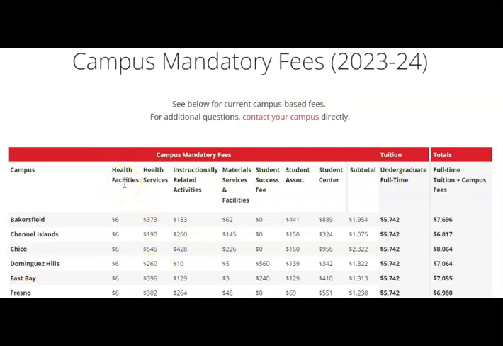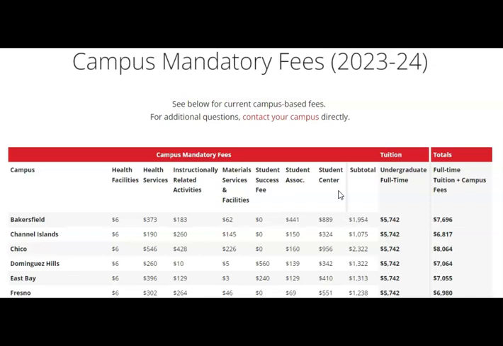So a health facilities fee, health services. So same like at SRJC, you can access their health services department so you don't have to run to Kaiser or whatever. You can go there and get prescriptions and that type of thing. Instructionally related activities, materials, services, and facilities, student success fee, student association fee, the student center. That's the big one. Okay, so a lot of these campuses have recently built rec centers, and so they tacked that fee on to students to be able to pay for those.